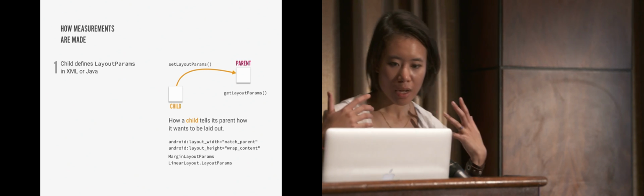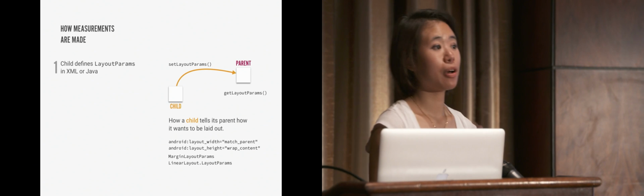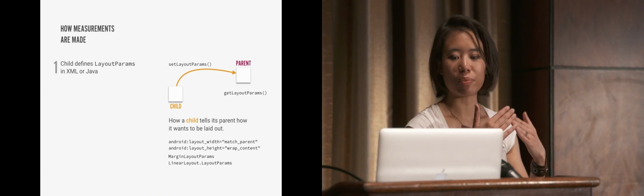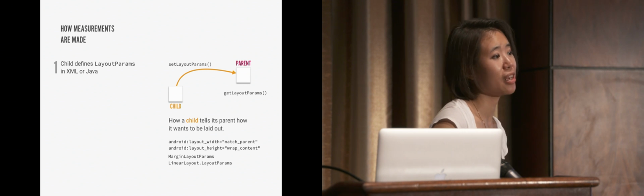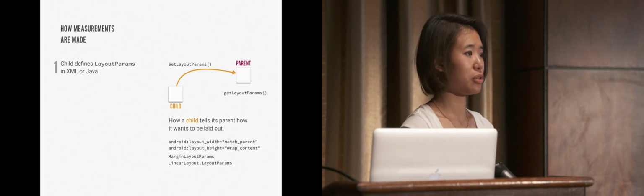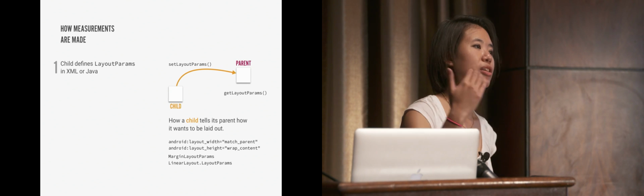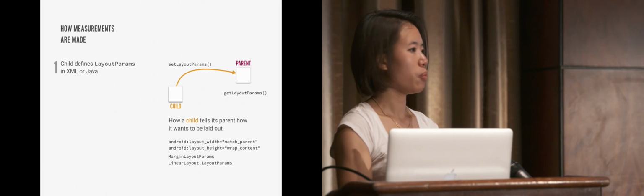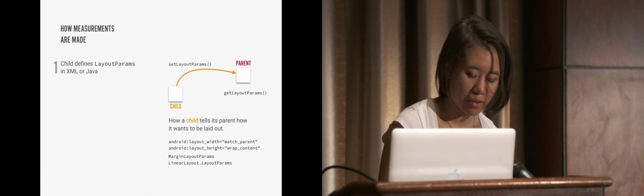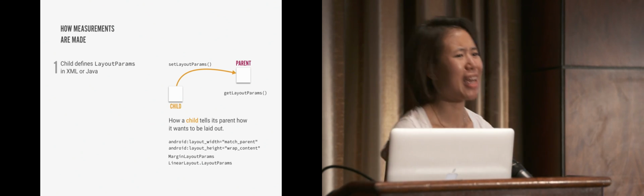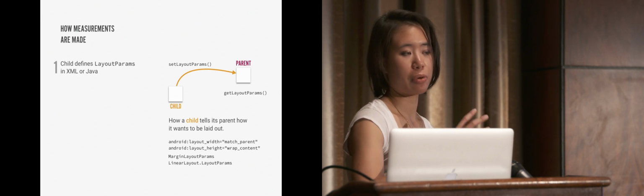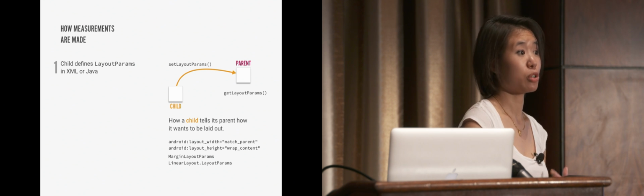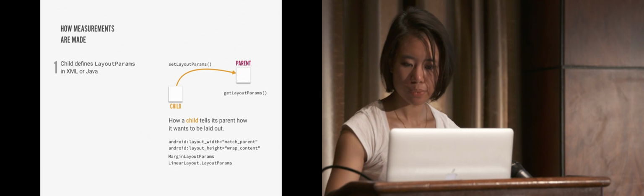So layout parameters, basically how wide, how high does it want to be? We use layout parameters all the time by calling layout width and layout height in your XML. Sometimes if you're really cute, you can do it in Java code as well. But that's basically how the child tells the parent how it wants to be laid out. And so whether your layout is being inflated from XML or whether you're doing everything by hand in Java, at some point you're going to call set layout params on that child. And at some point later, that parent is going to call get layout params to retrieve those layout parameters.